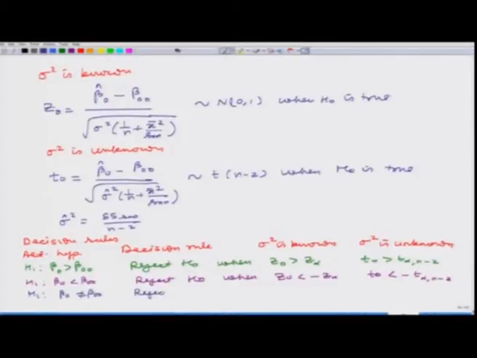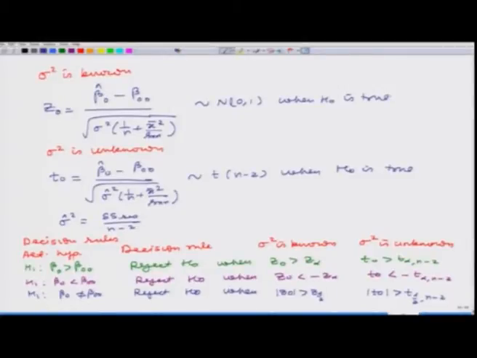On the other hand, if my H1 is beta naught is not equal to beta naught naught, then in that case I will reject H naught when mod of Z naught is greater than Z alpha by 2, in case sigma square is known. In case sigma square is unknown, it is mod of T0 greater than T alpha by 2, n minus 2, where T alpha by 2, n minus 2 are the alpha by 2 percent points on the T distribution with n minus 2 degrees of freedom.